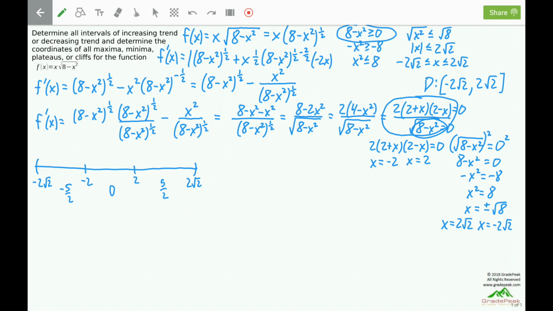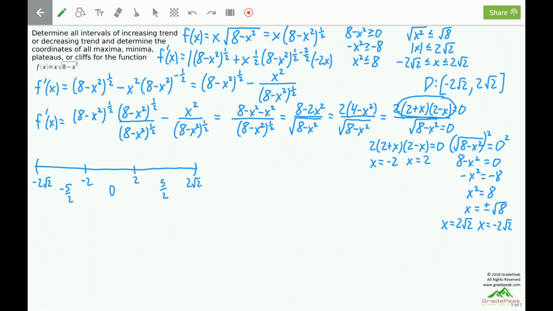And the square root of a positive number is a positive number. So that denominator is guaranteed to be a positive number. We're in the domain here. So that will remain positive. The positive 2 in the numerator is also positive, and neither of those will affect the sign of the first derivative. Therefore, it is only dependent upon the 2 plus x and the 2 minus x.